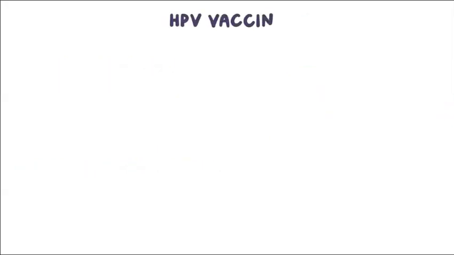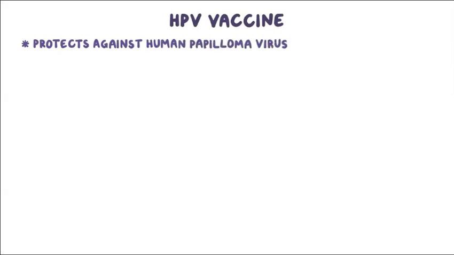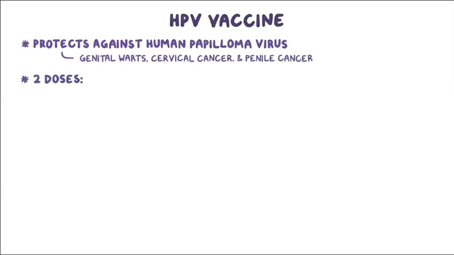The HPV vaccine is a subunit vaccine that protects against human papillomavirus, which is the most common cause of genital warts, cervical cancer, and penile cancer. It's given in 2 doses. The first dose is given to males and females 9 to 14 years old, and the second dose is given 6 to 12 months later.